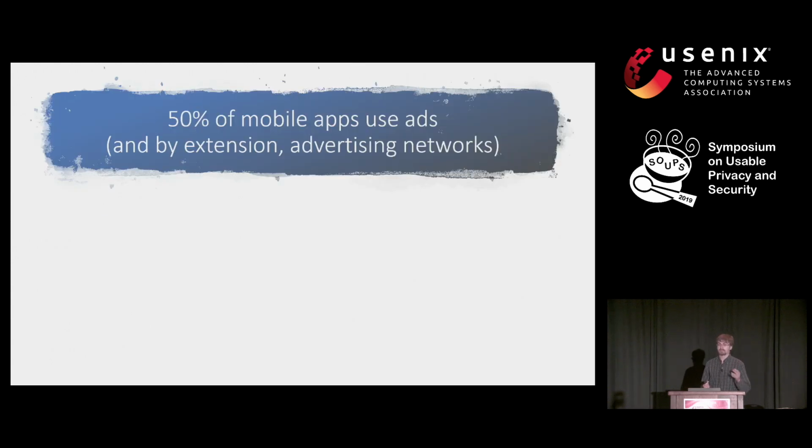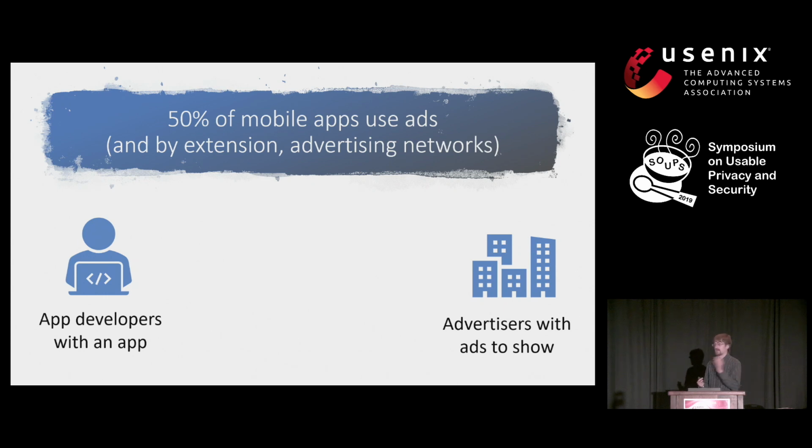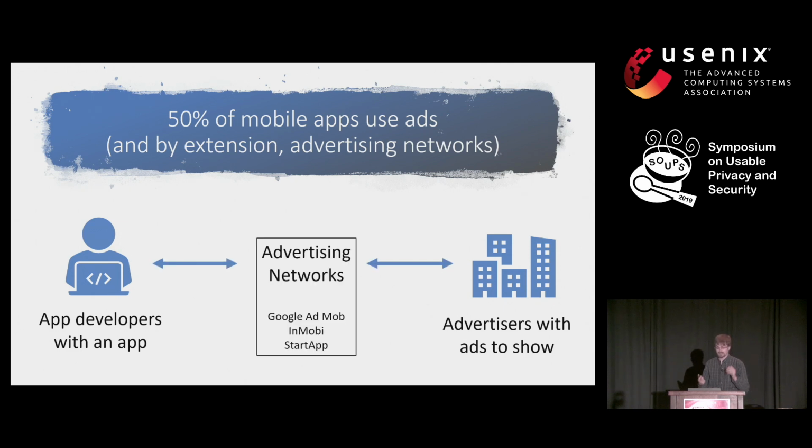50% of mobile apps use ads, and by extension, advertising networks. For those who might not know, advertising networks are companies that connect app developers with advertisers. So if I develop an app and I want to put ads in it, instead of contacting Coca-Cola directly to have ads in my app, I contact an advertising network, they contact the advertisers, and then the advertising network puts ads into apps for me. Examples include Google AdMob, InMobi, and Startup.